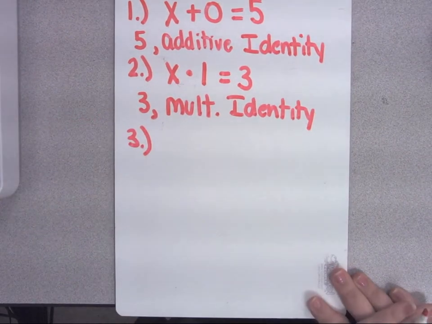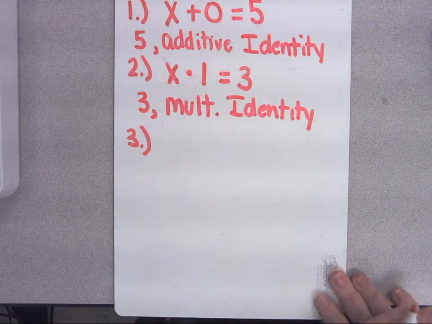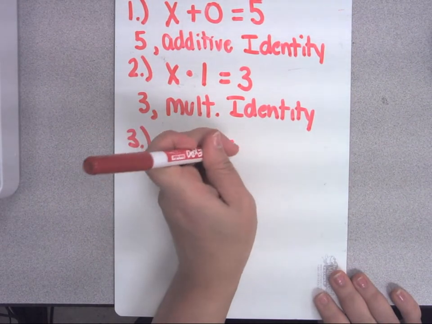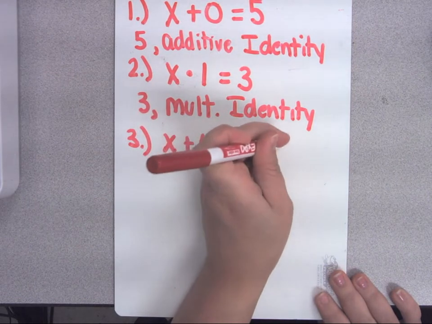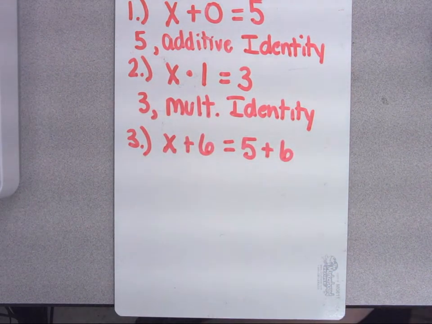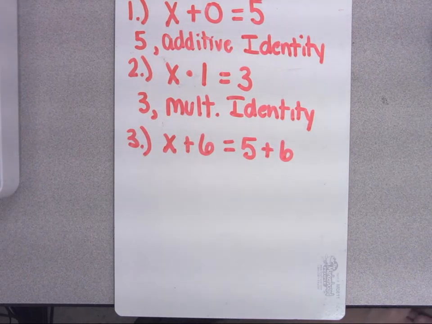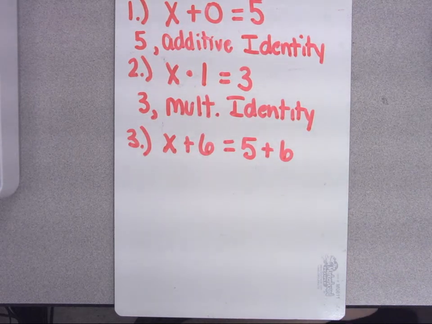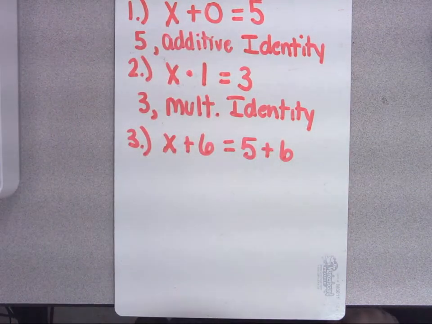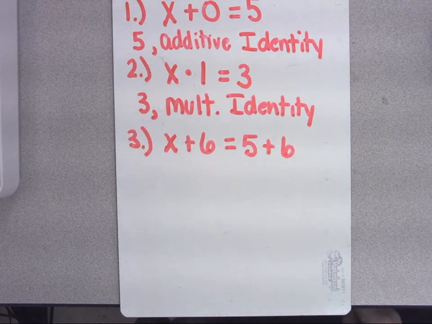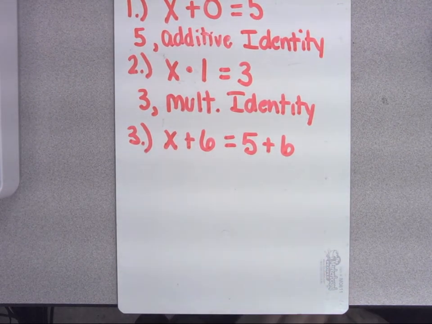Number 3. What if I say x plus 6 equals 5 plus 6? This has more stuff in it than just... Remember, the addition properties have 0 in them. They have the number 0 in them every time, right? Like this one has 0, the other one has 0 in it. So if you see addition but doesn't have 0 in it and it's got more numbers in it, then it's not the addition properties, it's one of the other properties, okay?